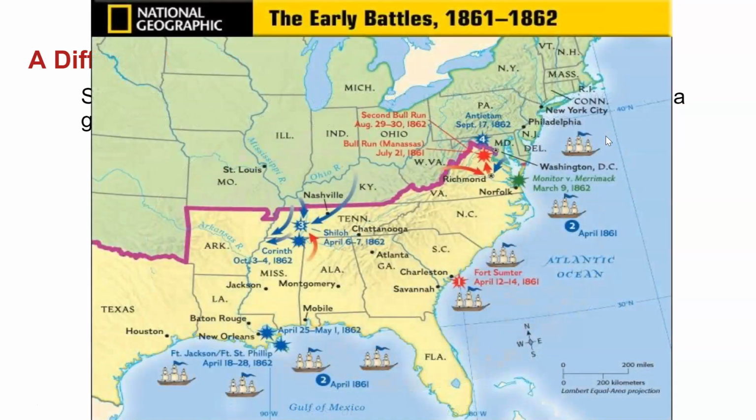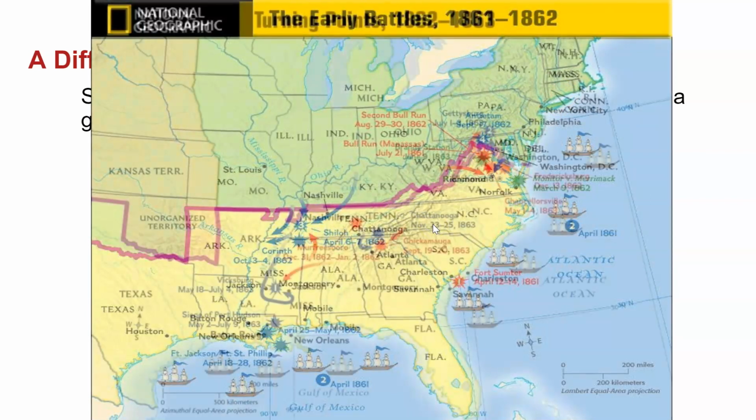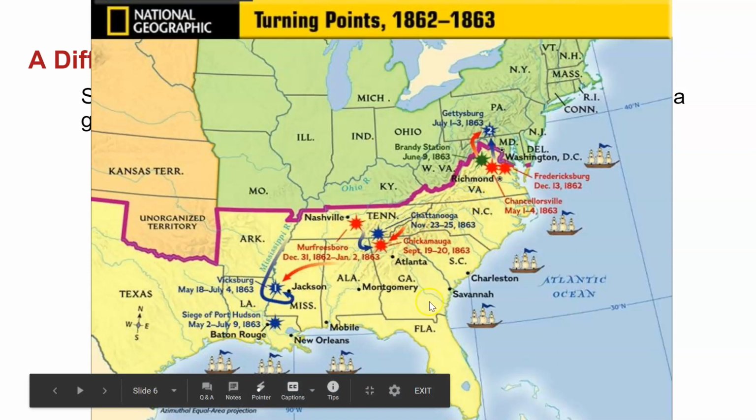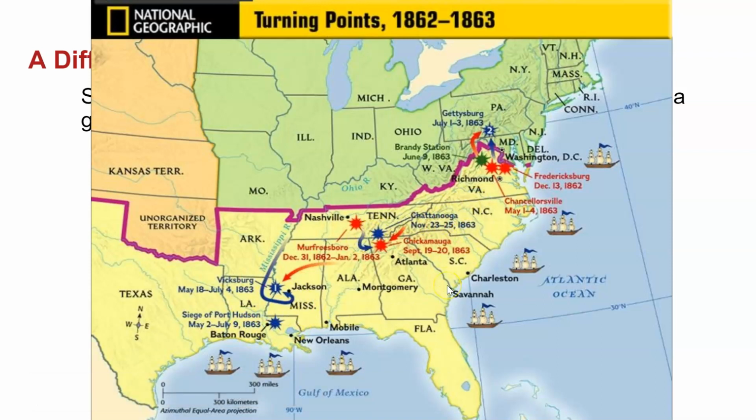We've recapped some of these early battles. We talked about the Monitor and the Merrimack, Bull Run, even the Second Battle of Bull Run. We got into Shiloh and Antietam. We will be transitioning here towards the latter years and the turning points. Certainly we'll get to Gettysburg and talk about the importance it played, and then places like Vicksburg and Chattanooga. But we will get into that more in future videos.